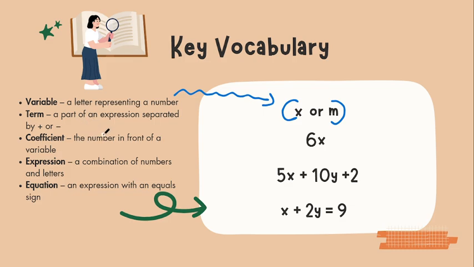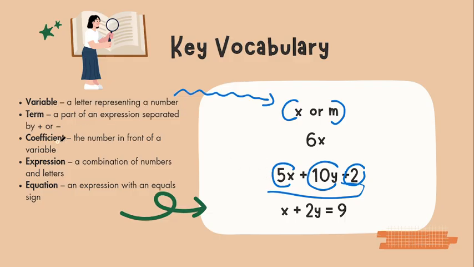Term. That means a part of an expression separated by positive or negative. So here 5x plus 10y plus 2, we can introduce this as an expression. Okay, because we can see a few parts are connected using positive. Sometimes it can be negative. So these small parts can be called terms. These separated parts can be called terms.